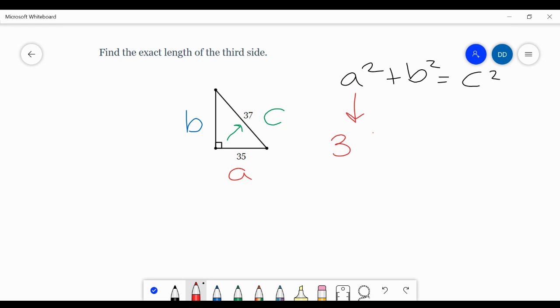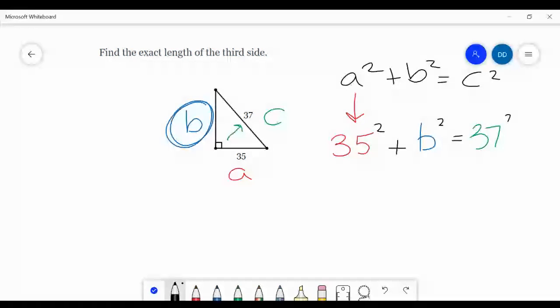That's going to be 35 squared plus, I'm going to substitute. Now, we don't know what B is. There's no number next to B, so we're going to leave that alone. So I'm going to leave that as B squared equals, and then we know what C is in this question. We didn't know what it was in the first question, but we do know what it is in this one. And it's 37 squared. Well, 37, and then we square that.